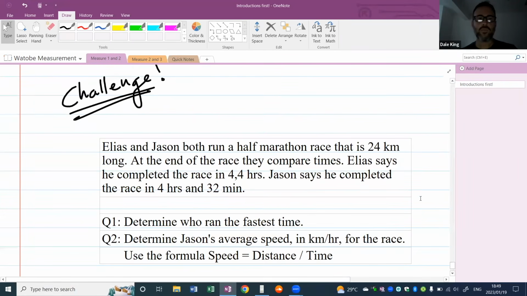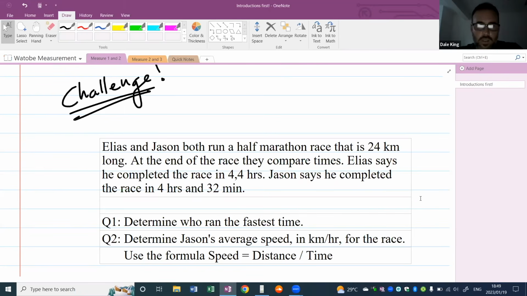Let's read this question. Elias and Jason both run a half marathon race that is 24 kilometers long. At the end of the race, they compare their times. Elias says he completed the race in 4,4 hours. Jason says he completed the race in 4 hours and 32 minutes. The first question is the easier one. Determine who ran the fastest time.